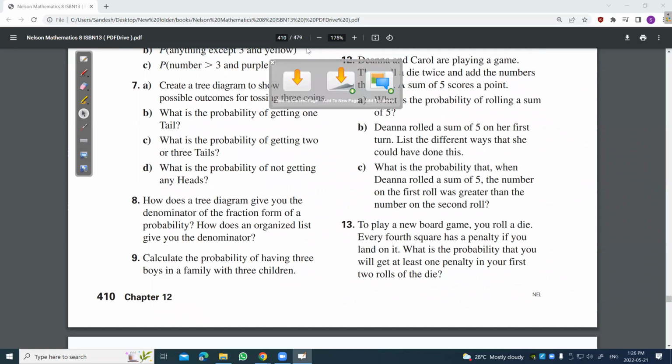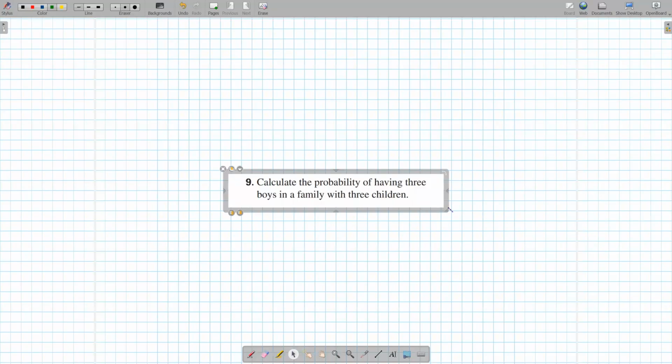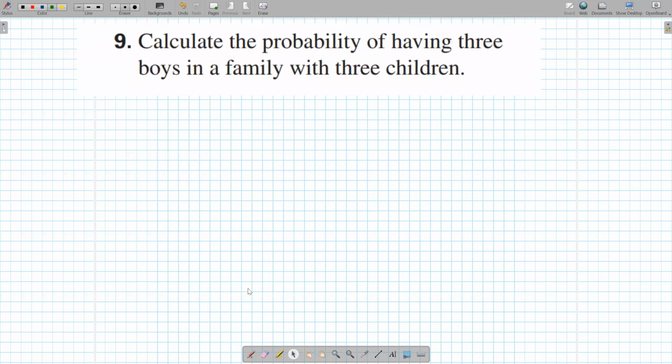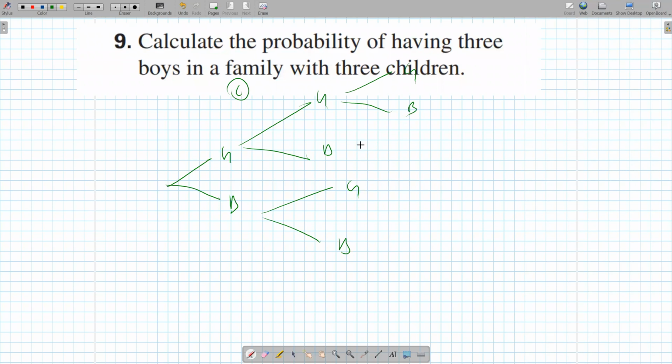Here's a biology question. Genetics. Calculate the probability of having 3 boys in a family with 3 children. So I can look at this. This is your first child. What are the possibilities here? A girl or a boy? Yeah, exactly. Girl, boy, right? And then this kind of builds up. Girl, boy, yeah? And then again, this is a tree diagram.